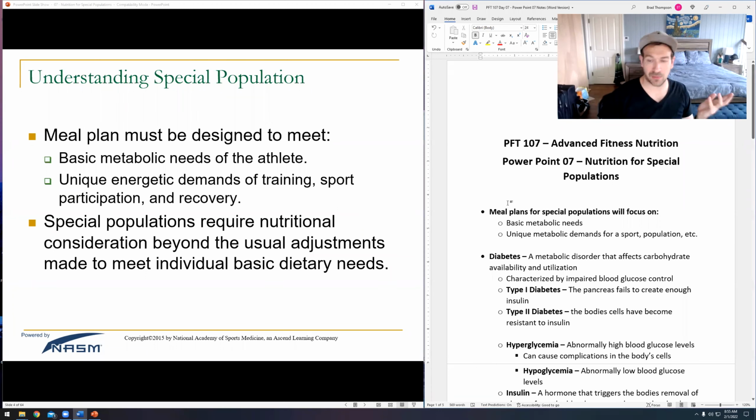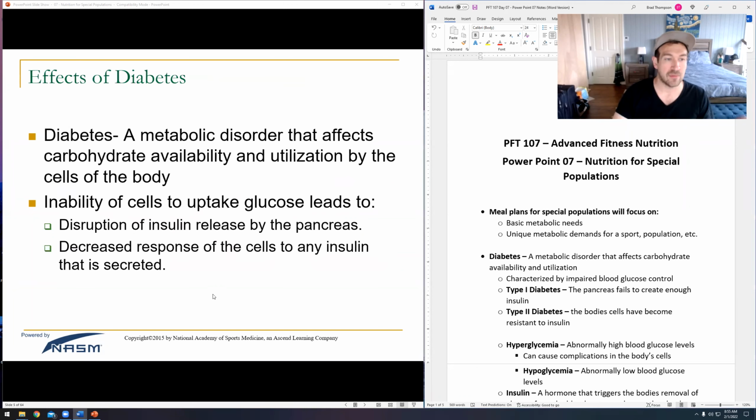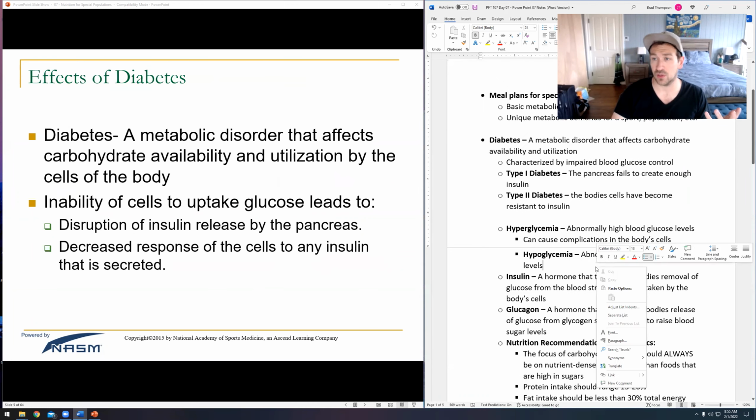So you're going to look at the basic metabolic needs of your client based on their athlete, their sport, their population, and all of that. So first we're going to consider some specific things. We're going to look at diabetes, right?